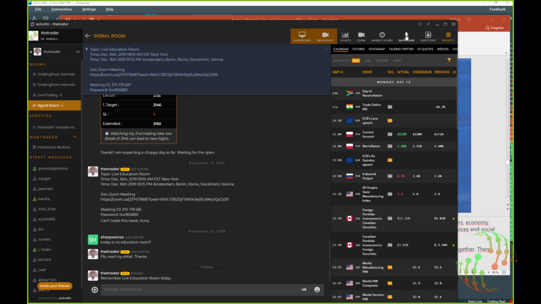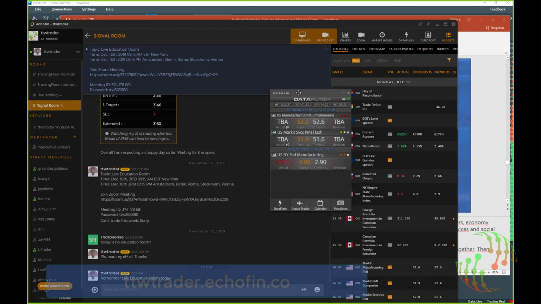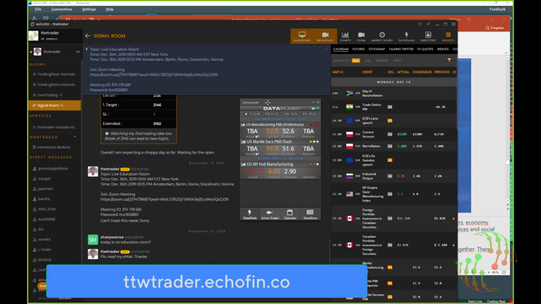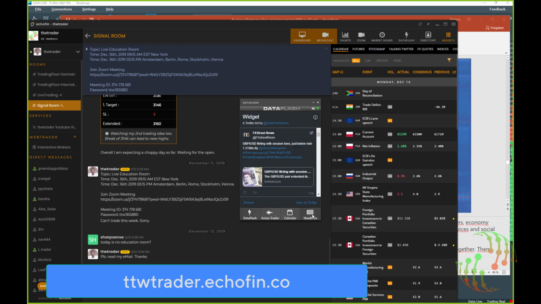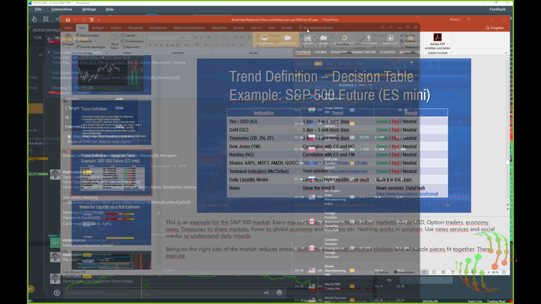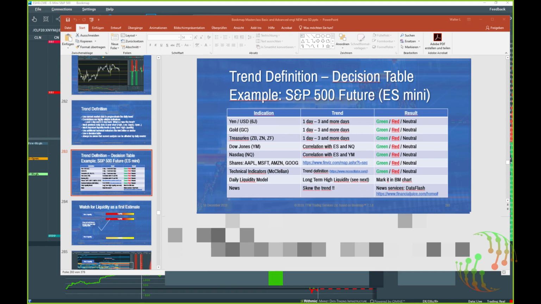Hi Dirk. Select Data Flash. It's free for every participant and member in the ttwtrader ECOFIN room. It is the fast eco data we can get, and they also have headlines, and they are audible. That means if headlines come up, they will be issued or spoken right in time, so you are alerted. Keep it simply on. It helps you to understand sometimes what's really happening in the market.